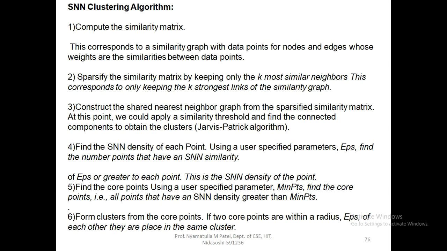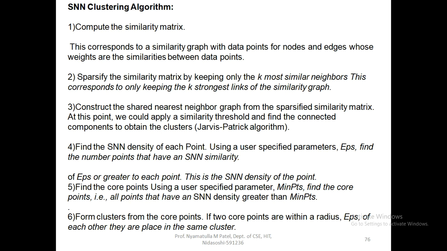The next one is the SSN clustering algorithm. Here in the SSN clustering algorithm, we have a similarity graph with data points as the nodes and edges whose weights are the similarities between the data points. So, here we are going to develop a similarity graph with data points for the nodes and edges whose weights are the similarities between the data points.